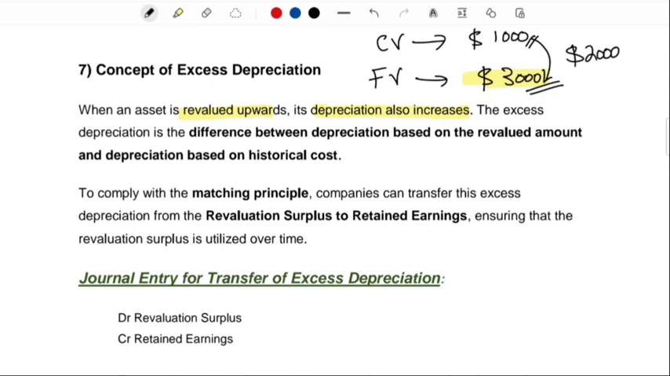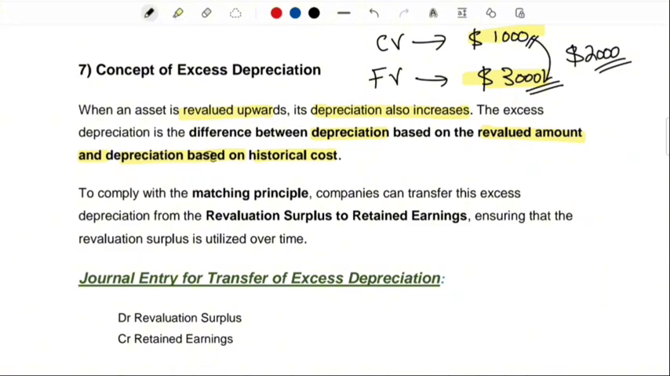Think about it. I'm making a gain. Yes, I'm making a gain. But on the other hand, I'm also having a higher depreciation charge, which is unfortunate. Because previously the depreciation was on $1,000, and now I have a depreciation charge on $3,000. So this is known as excess depreciation, which is simply the difference between depreciation based on the revalued amount and depreciation based on the historical cost.